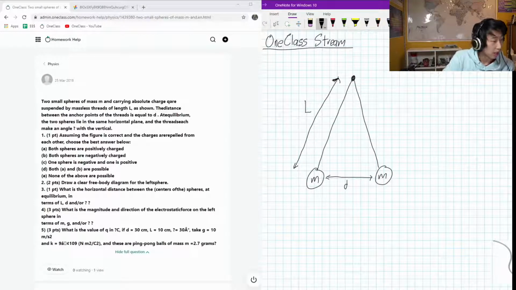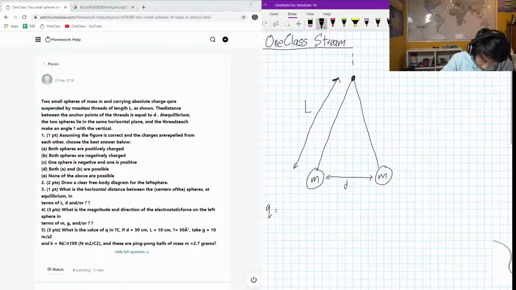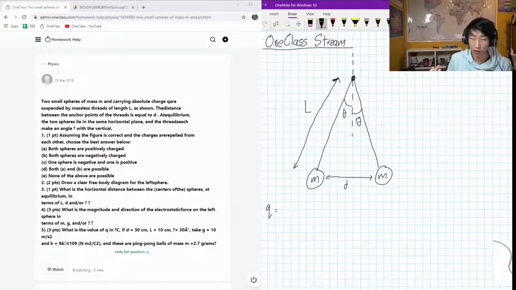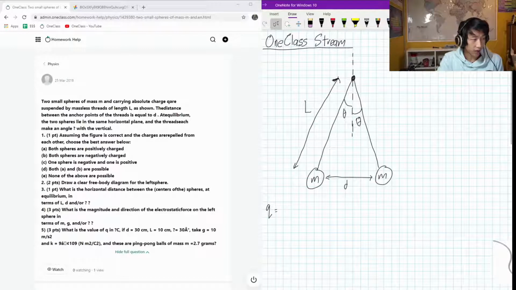Okay, and anything else? They have the charge Q, and we don't know what Q is at this point. Nothing to be worried about. And they make an angle with the vertical. What that means is if we were to have a vertical hypothetical line like this, this would be the angle that we're looking for. I'm using the Greek letter theta instead of question mark. I think that's just because there's no theta button on your keyboard.